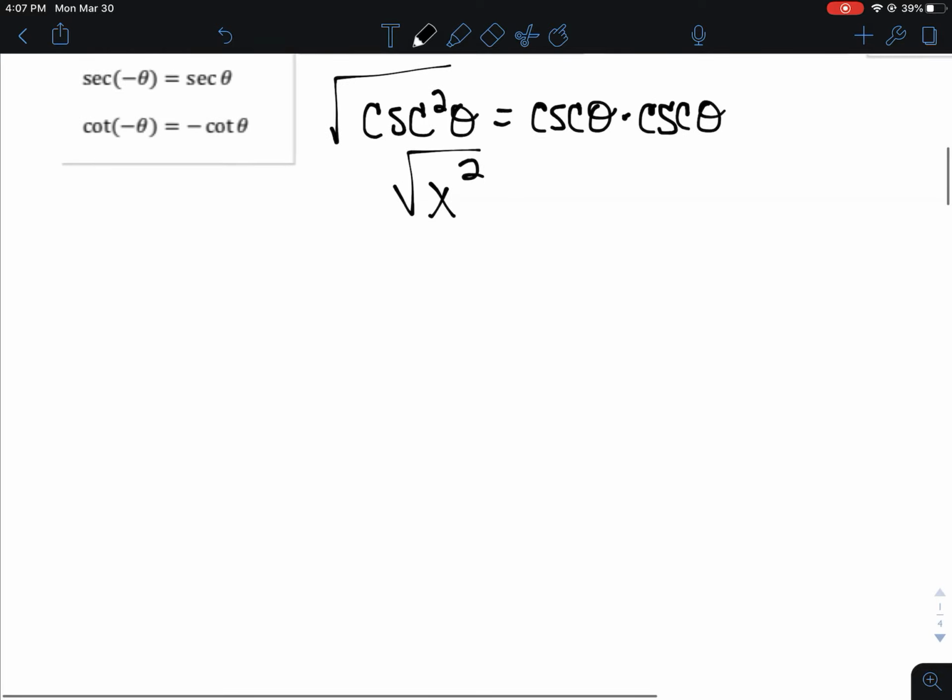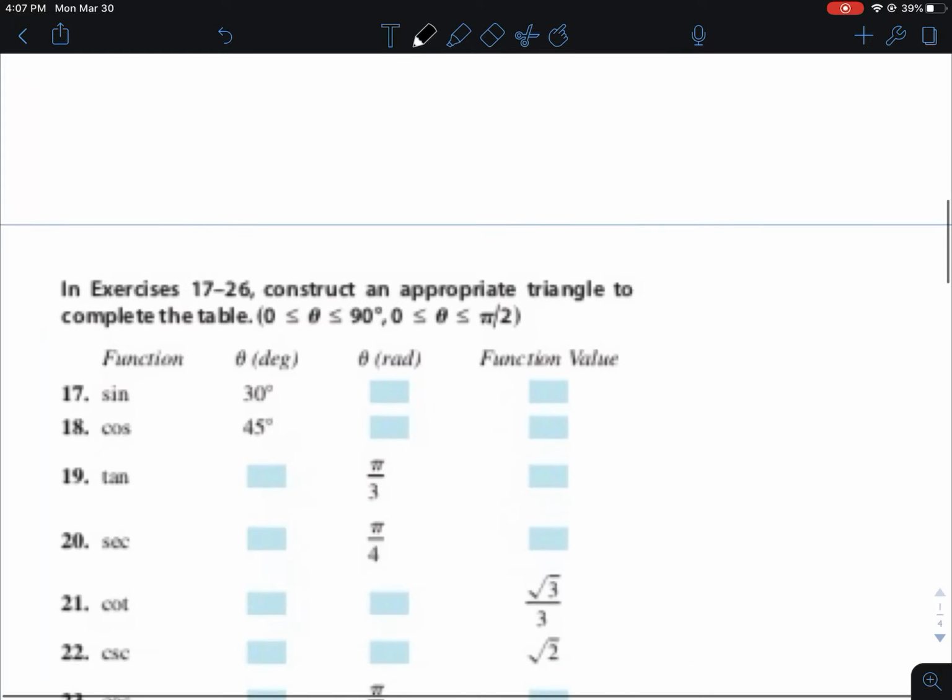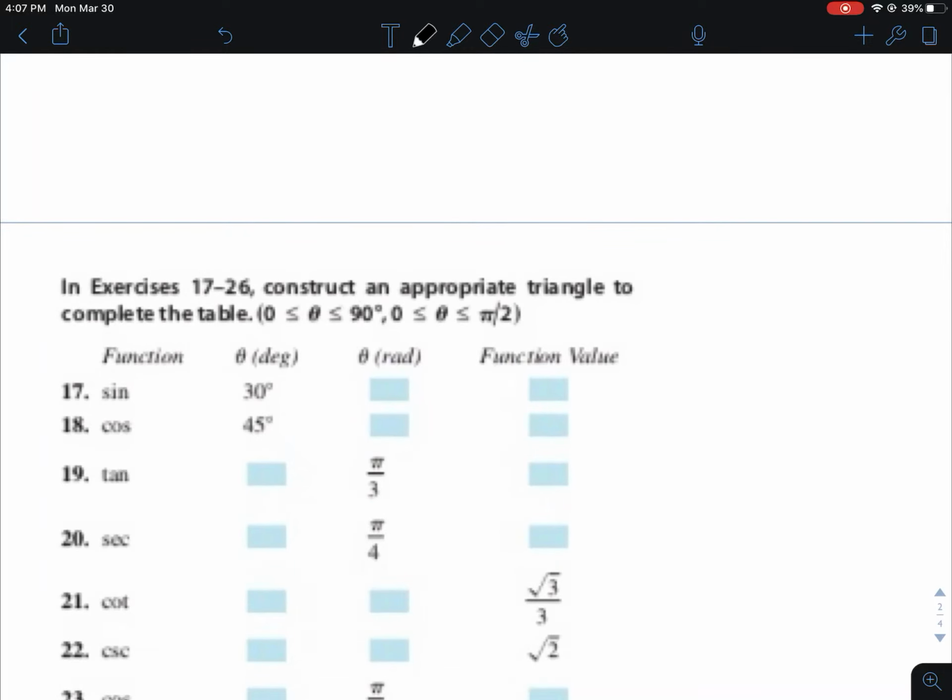All right, so let's see first if we can use these thoughts, these cofunctions, to help us fill out this chart. So this is the first thing you guys are going to do in your assignment too. So if you want to start filling this out now, it's not a bad idea.